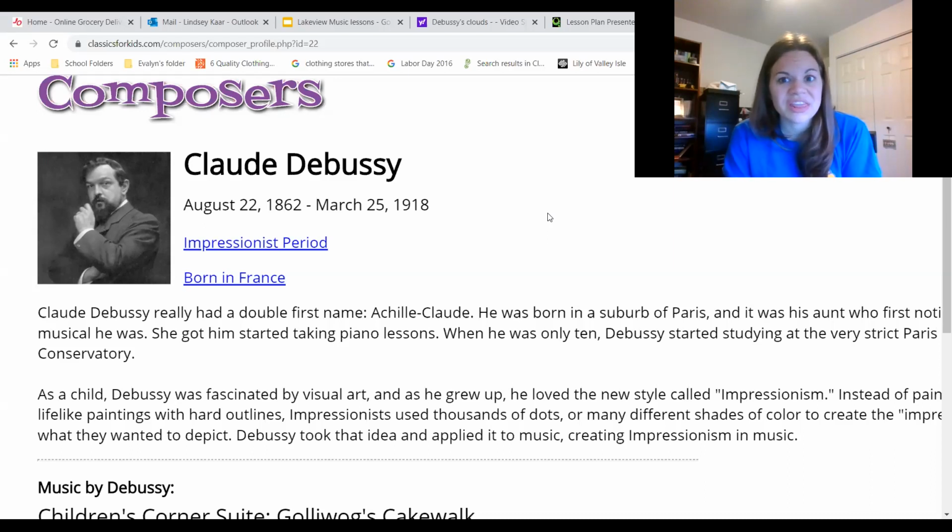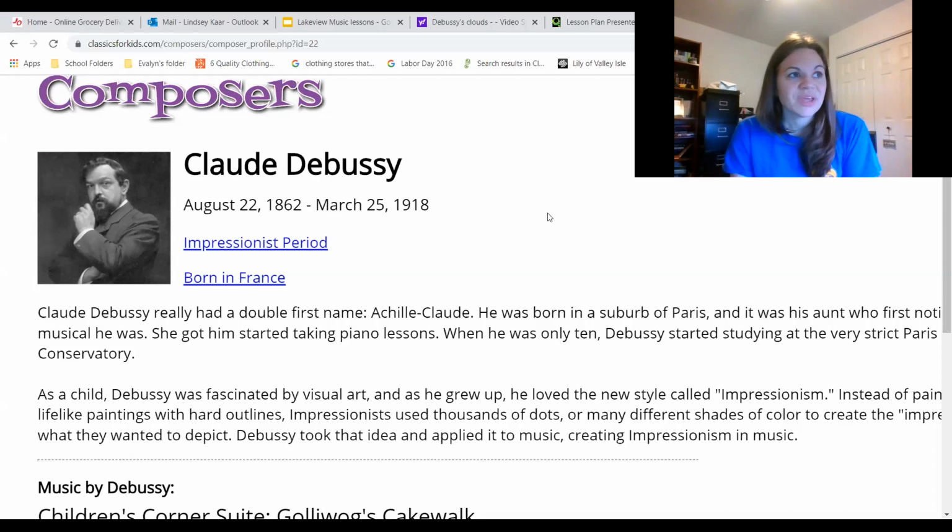Something I really want you to think about when you're hearing this song is how it might feel like a painting. You see, he was into a thing called Impressionism. Say Impressionism. And instead of painting things how they look, he liked things to look a little bit differently.